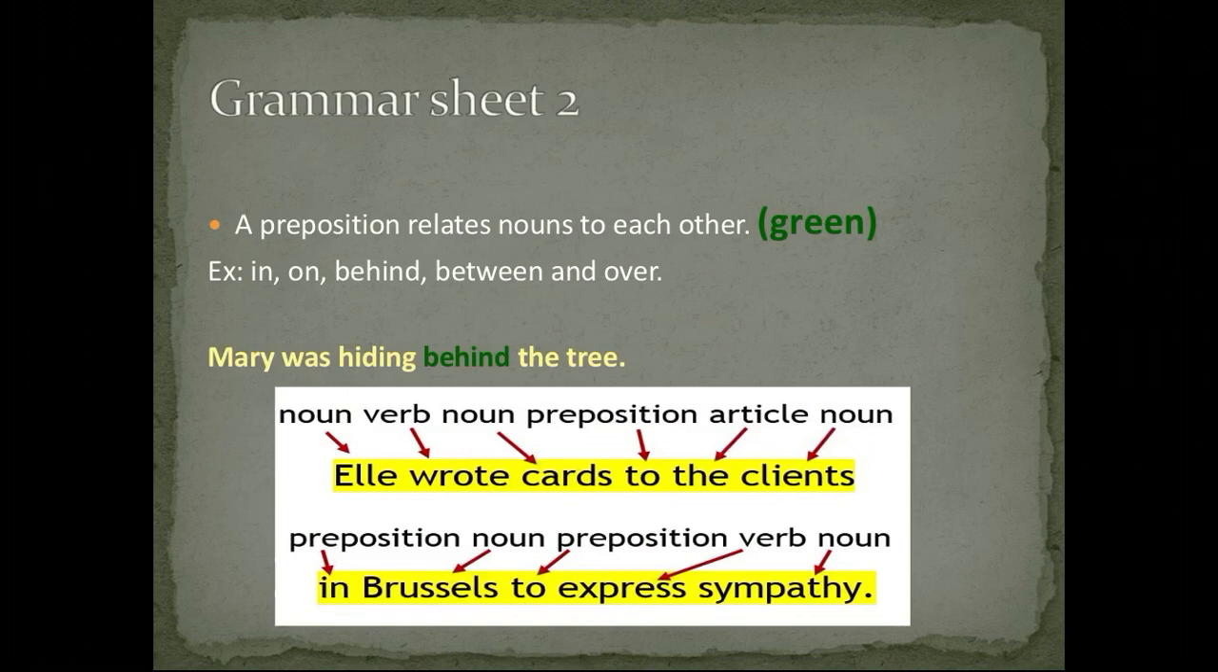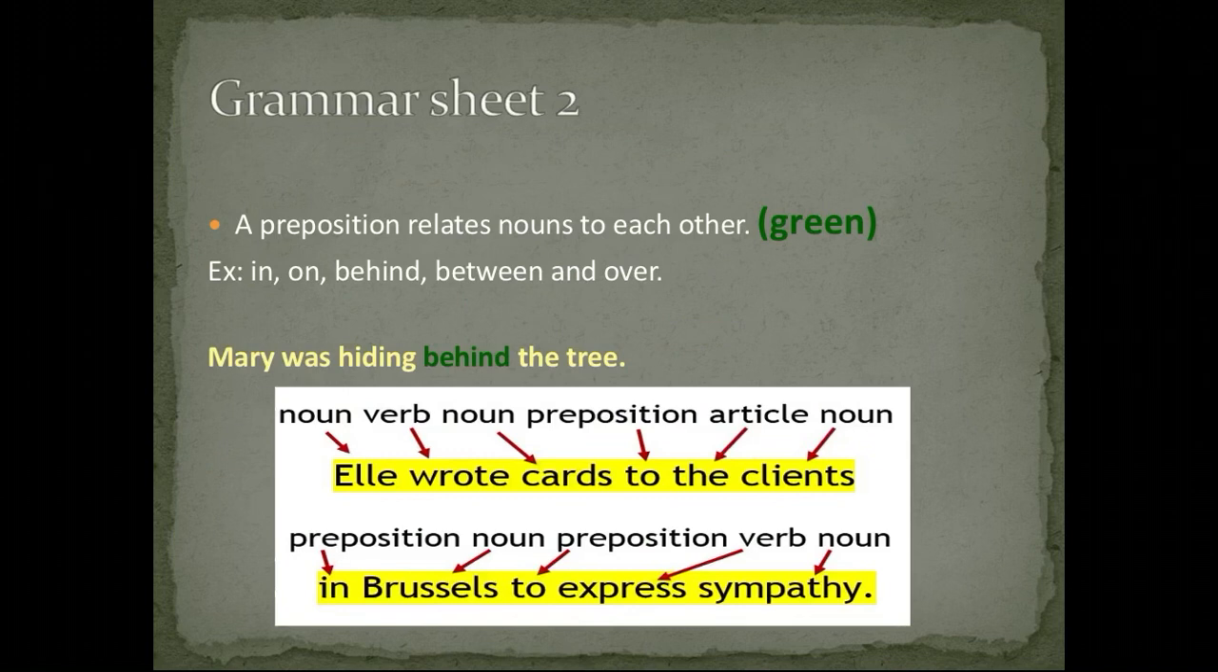The last one is prepositions. A preposition relates nouns to each other. We usually write it in green or underline it in green. Like what? In, on, behind, between, and over. It relates two nouns together. Like here, Mary was hiding behind the tree. So where is Mary in relation to the tree? She's behind the tree. Okay, I put a relationship here between Mary and the tree using the preposition behind.